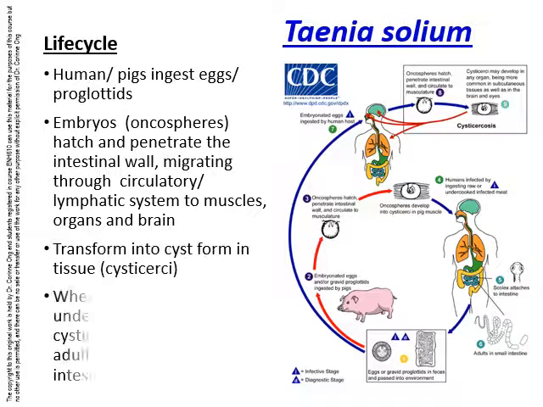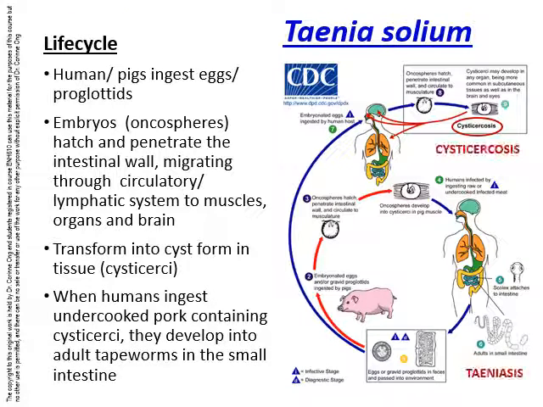To understand the routes of transmission a little better, let's look at the life cycle of the pork tapeworm. When humans or pigs ingest eggs or proglottids, embryos hatch and penetrate the intestinal wall, migrating through the circulatory or lymphatic system to muscles, organs, and the brain. They transform into cyst forms in tissue and are called cysticerci. In humans, this condition is called cysticercosis, as indicated in the top of the diagram.